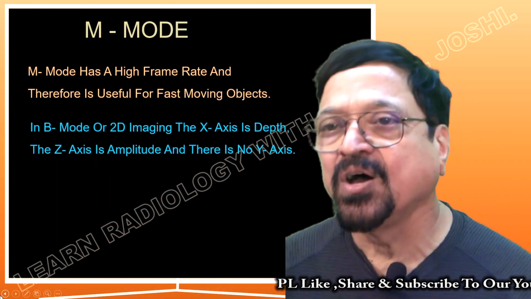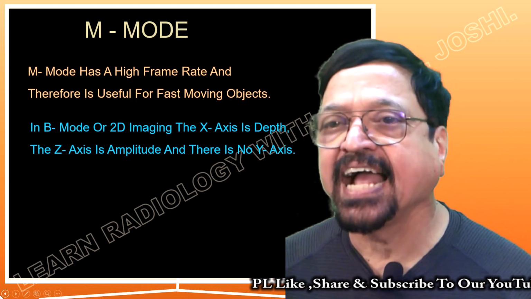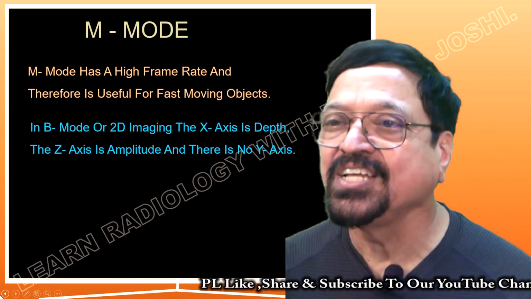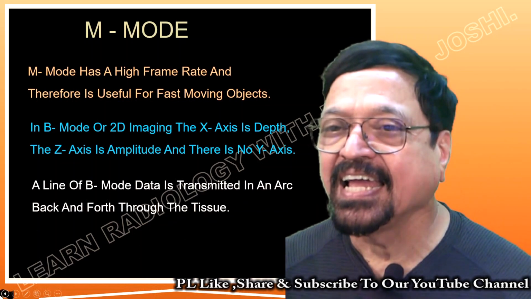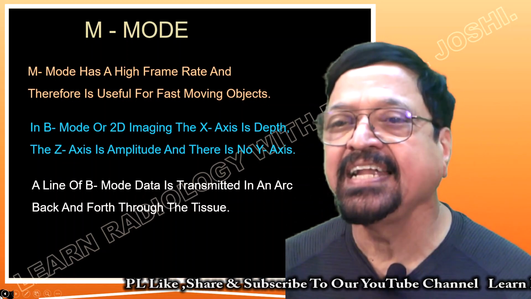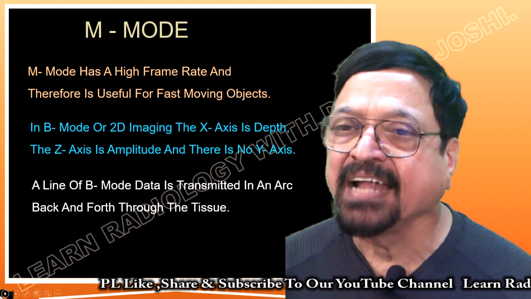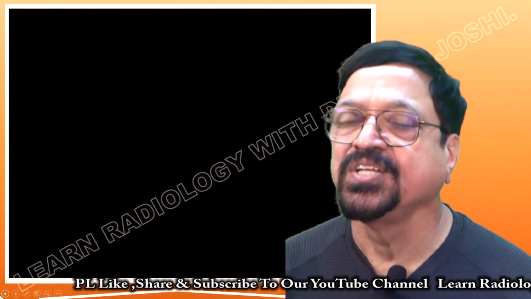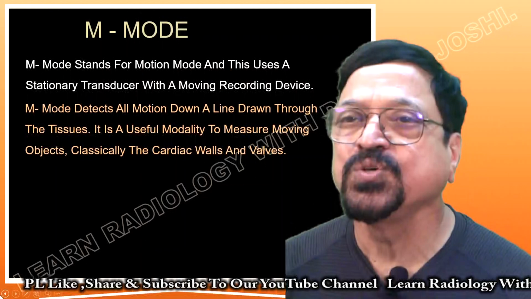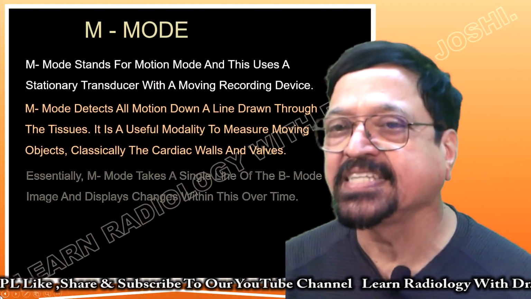In B mode or 2D imaging, the x-axis is the depth, the z-axis is the amplitude, and there is no y-axis. A line of B mode data is transmitted in an arc back and forth through the tissues. M mode stands for motion, which is used for stationary objects that we have seen.